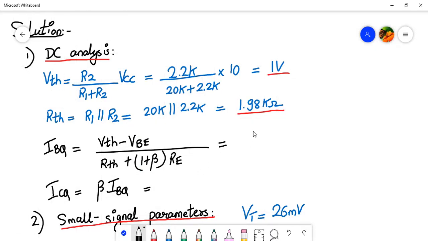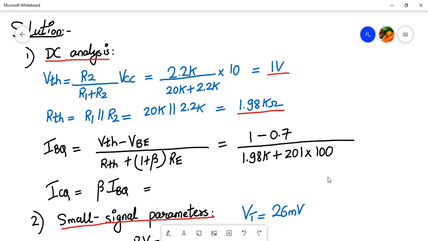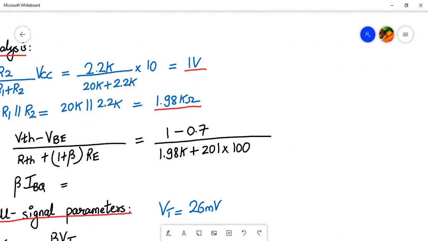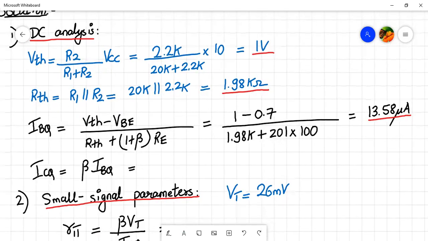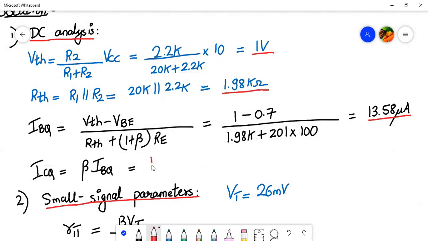Okay. Next, IBQ formula is VTH minus VBE. So VTH is 1 volt minus VBE, that is 0.7, divided by RTH value, 1.98 kilo ohms, plus beta value is 200, so it will be 201, into the value of RE, which is 100. Okay. So if you work it out in a calculator, you will get the value of IBQ as, let me write it over here, 13.58 microamperes. Okay. So please check this answer. IBQ, we are getting it as 13.58 microamperes.